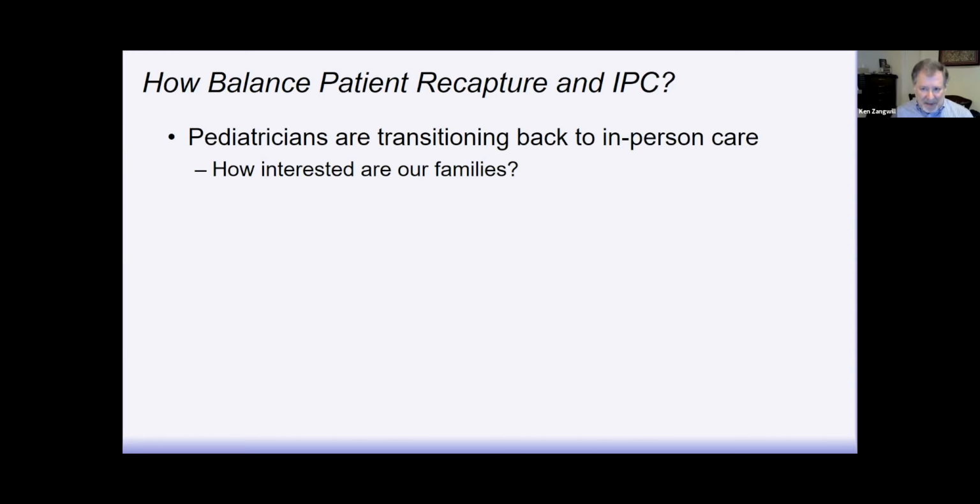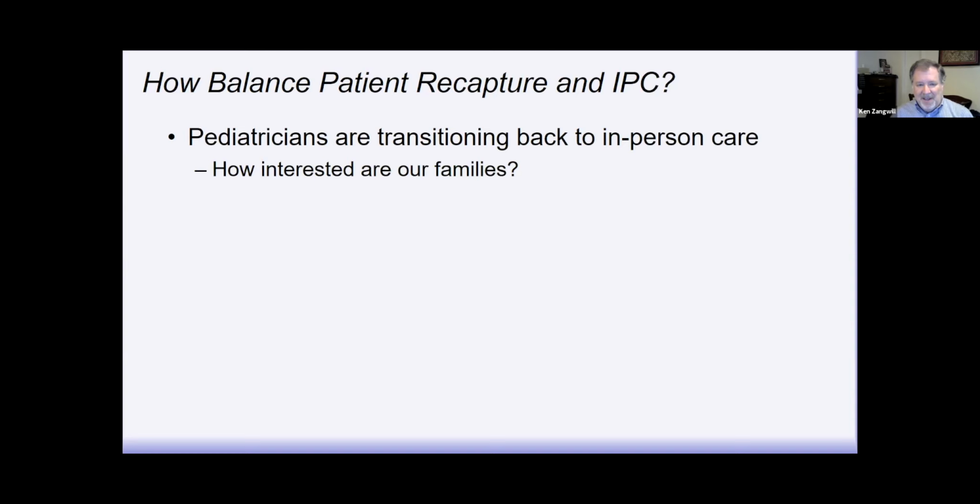Pediatricians are transitioning back to in-person care to some degree. Some of you are doing it quite a bit. Some of you are doing it less so. How interested are our families, frankly, in coming back? And I would be very interested in hearing about that from you. I looked all over the place for actual survey data on this that was recent, not from the surge or whatever. And I couldn't find any information. If anybody has any, I would love to see it.